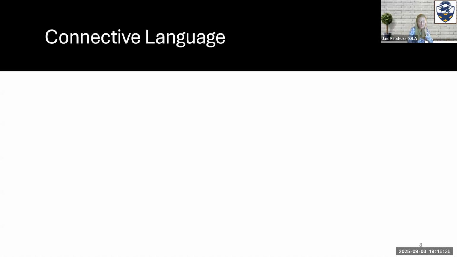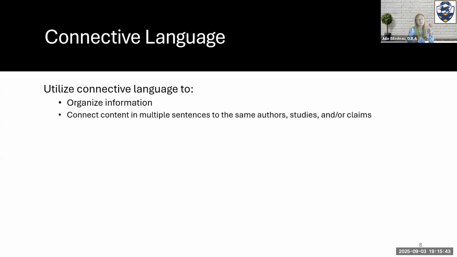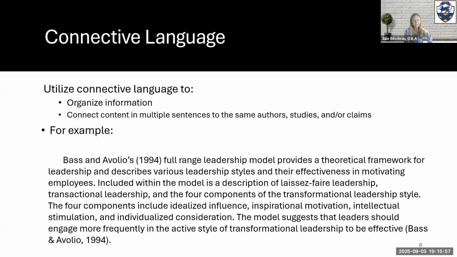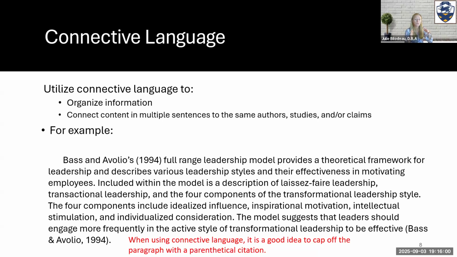All right. Connective language. So we just looked at transitional expressions. We're going to look at connective language, and we're going to look at one more in a minute. So connective language is multiple sentences trying to bring them together from the same authors. We just looked at how to move between studies. Now, this is what we might want to do if we are connecting the same authors or studies. The reason we have this connective language is so that we don't have to say Bass and Avolio said, Bass and Avolio said, Bass and Avolio said, or have parenthetical citations at the end of every sentence that say Bass and Avolio, Bass and Avolio, right?